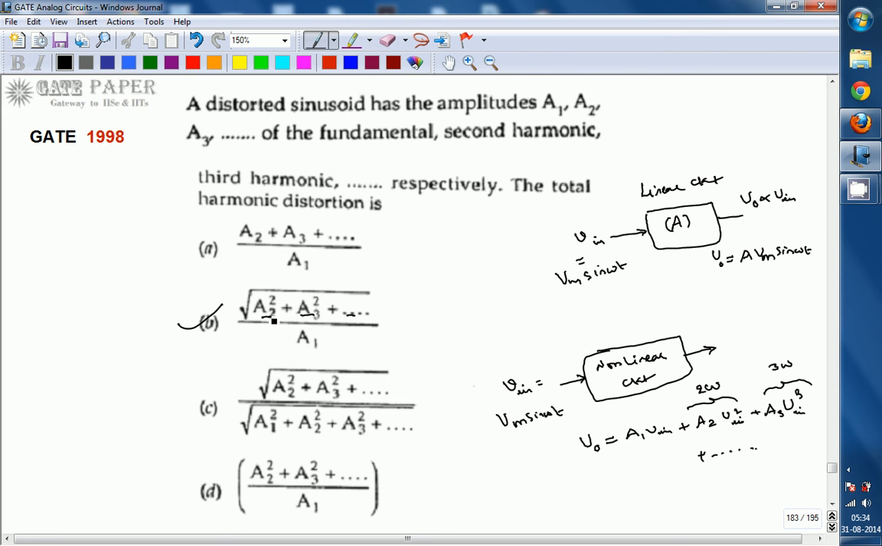Distortion due to each harmonic is summed up and compared with the fundamental frequency component, and that gives the total harmonic distortion. So the right answer for this question is B, square root of A2 square plus A3 square plus and so on, divided by A1. Thank you.